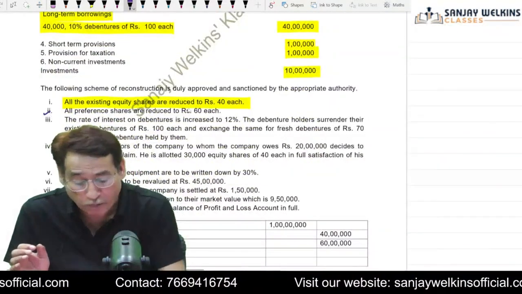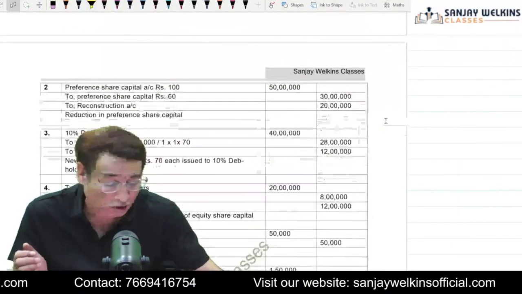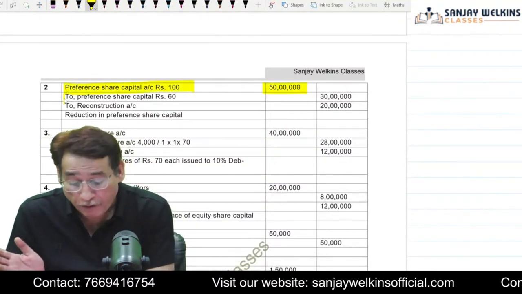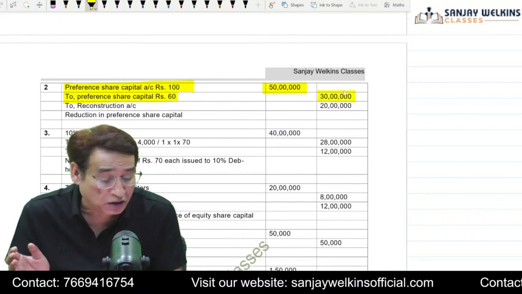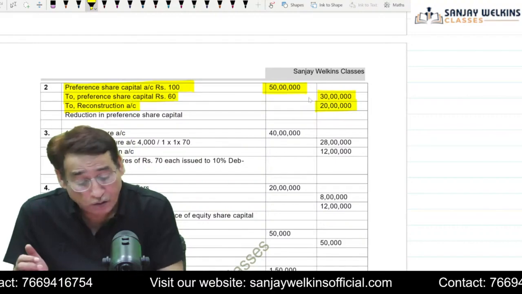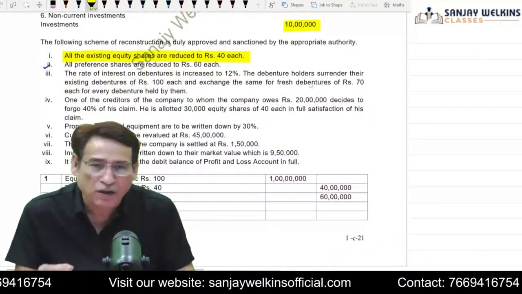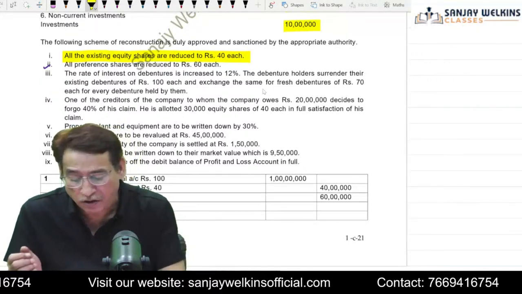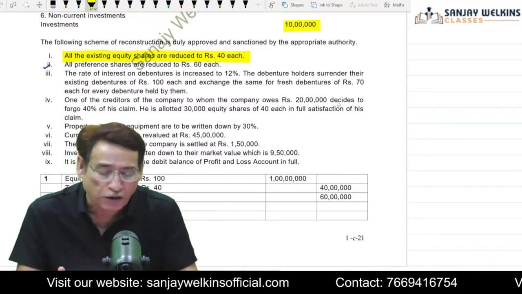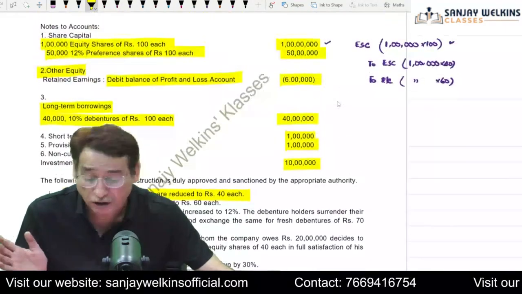Similarly, with respect to preference share capital, you can pass the entry. In fact, I have written the entries actually. I thought I haven't given the solution. Now, in this particular question, preference share capital is 50 lakh. Preference share capital is reduced to 60. This is your new preference share capital and it is coming down by 40,000. So, 20,000 will be taken to the reconstruction. We have done a question like this in our earlier session, I think. So, you should be in a position to do this question. That was the same question, in fact. You must have noticed this question is absolutely the same as the one which we did earlier.